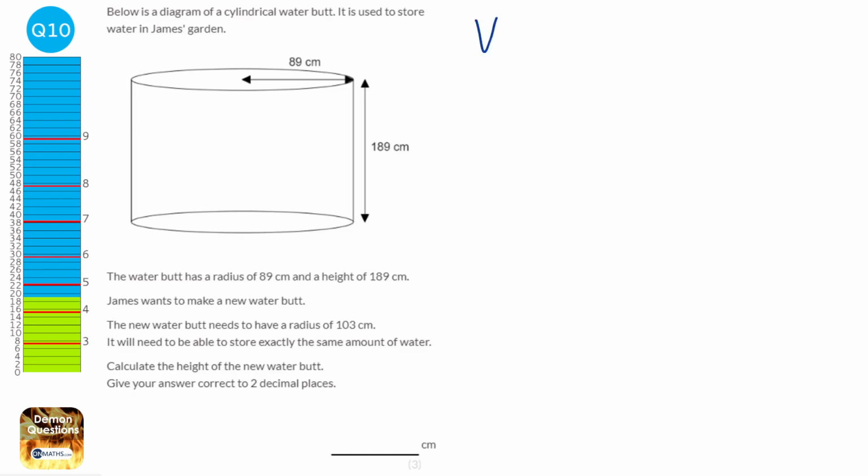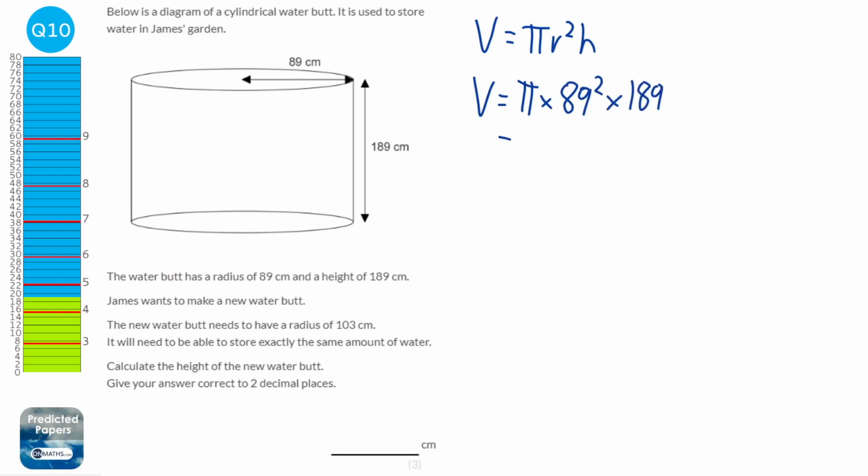So first thing to realize is that the formula for a volume of a cylinder is pi r squared h. So what we need to do first of all is work out the volume of the water butt that James currently has. So we're going to do the volume equals pi times the radius, which is 89 squared, times the height, which is 189. And when we do that, we get 1497,069 lots of pi. And I'll keep this in terms of pi just for simplicity.